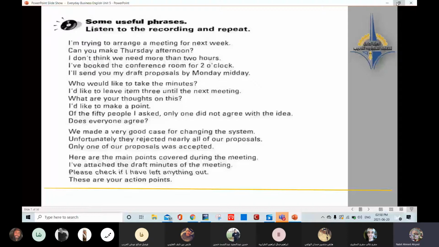I don't think we need more than 2 hours. I don't think we need more than 2 hours. I booked the conference room for 2 o'clock. I booked the conference room for 2 o'clock.